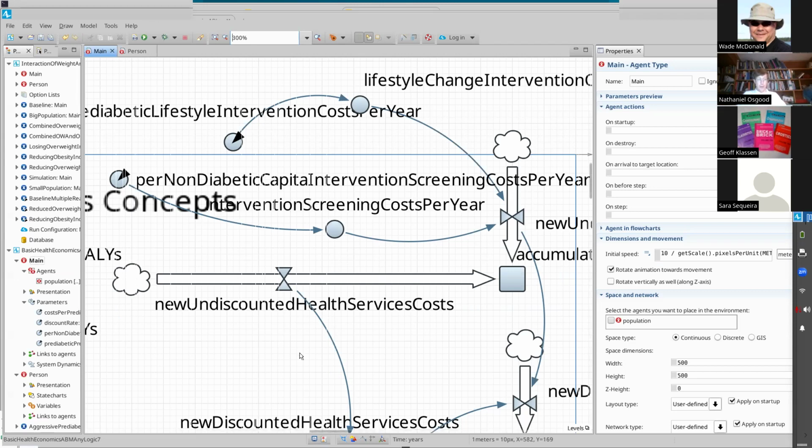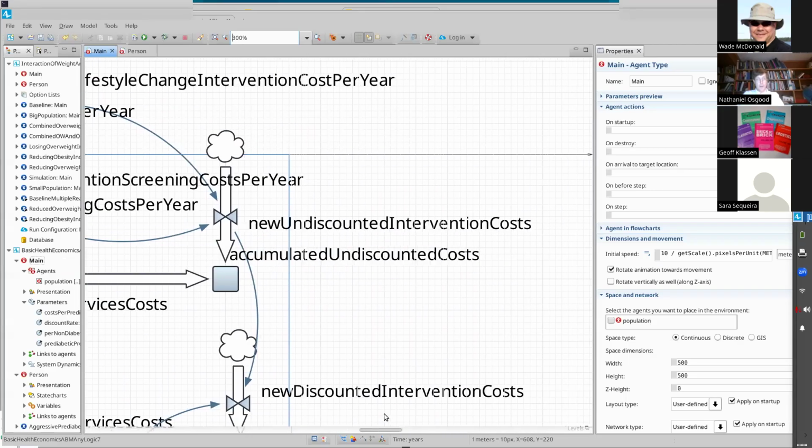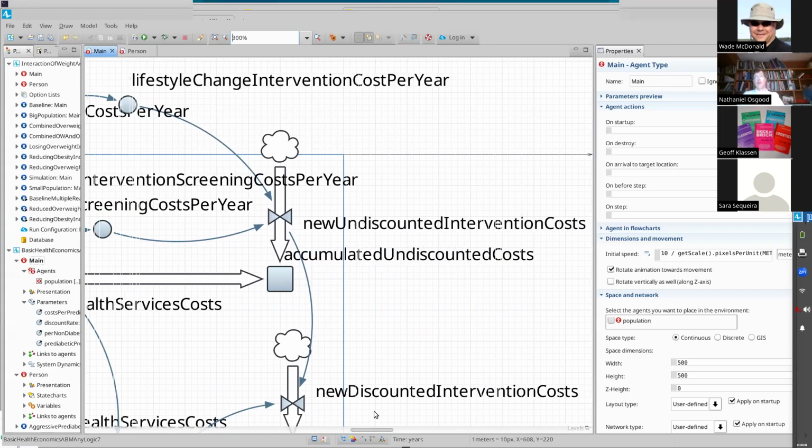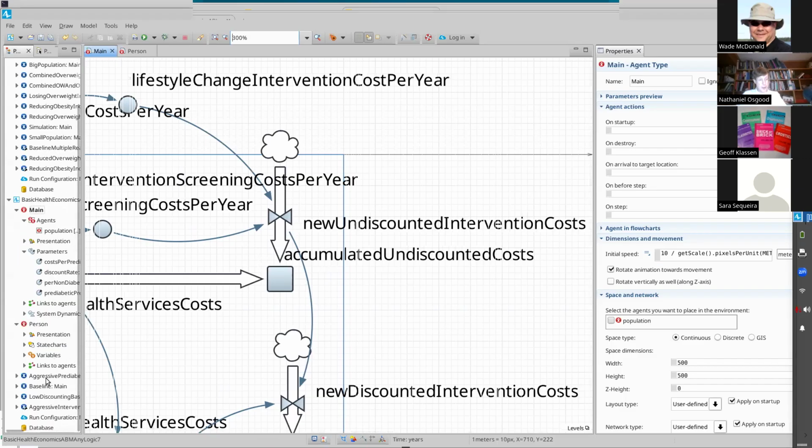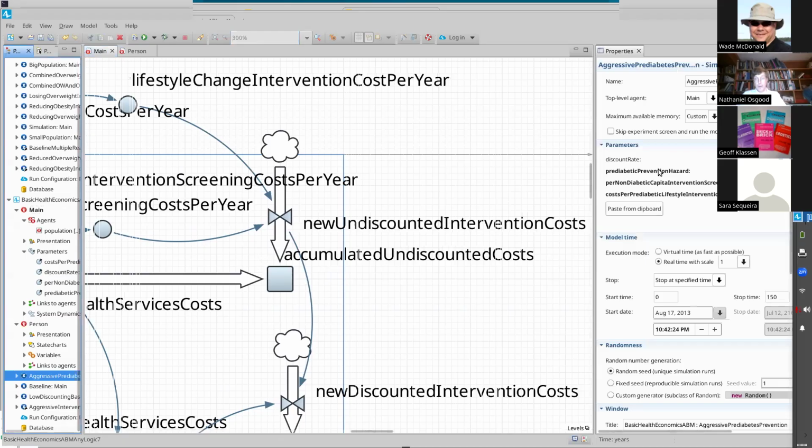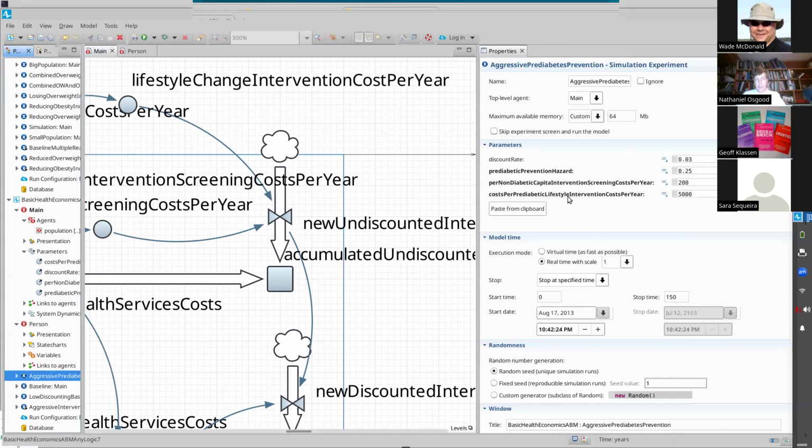One component is from health services cost. The other, importantly, is from costs associated with interventions undertaken for the population. So the idea here is that, if we have a prediabetes prevention intervention, we might have costs accrued for that, right?